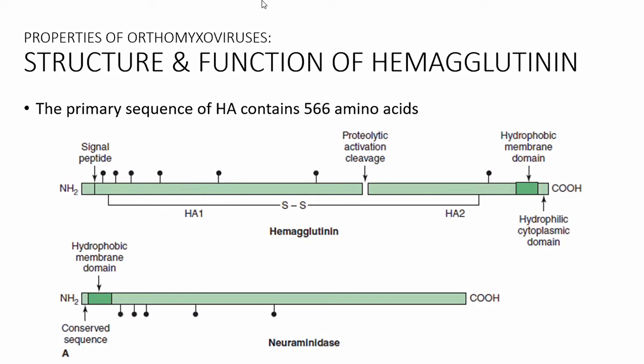And as we can see in the hemagglutinin, there is a part wherein there's the proteolytic activation cleavage. And this cleavage, which cleaves the hemagglutinin into HA1 and HA2, is actually necessary for the virus to be infectious. But even though it is cleaved, the two subunits, HA1 and HA2, are still linked with a disulfide bond. Okay. For neuraminidase naman, there's no cleavage necessary.